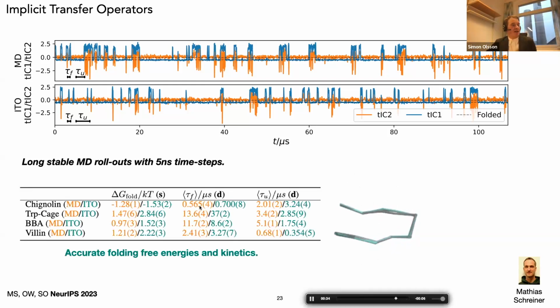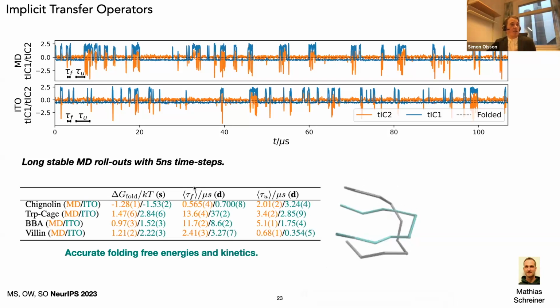We can repeat this exercise and compute these observables that I was talking about in the beginning. For instance, free energies of folding, the average time of folding and unfolding, and compare these against corresponding values estimated from the original MD data, and we see we accurately capture this.